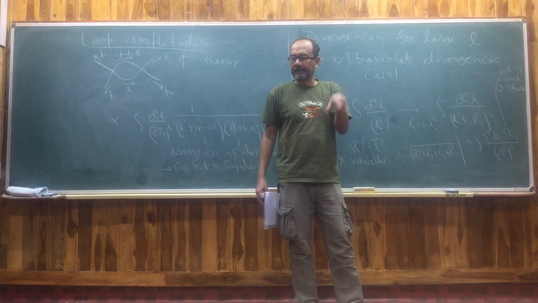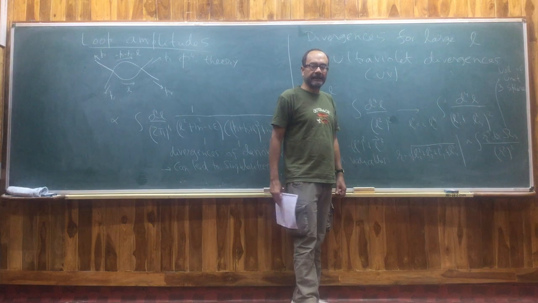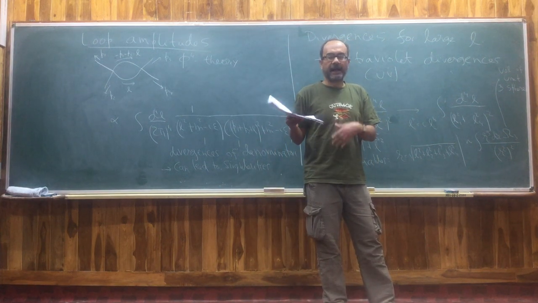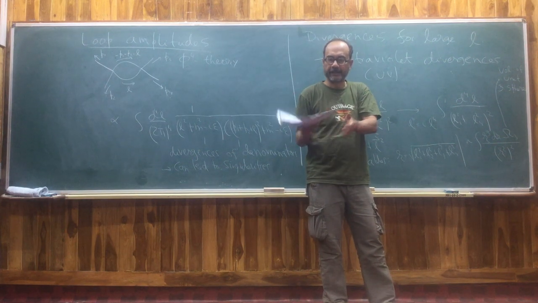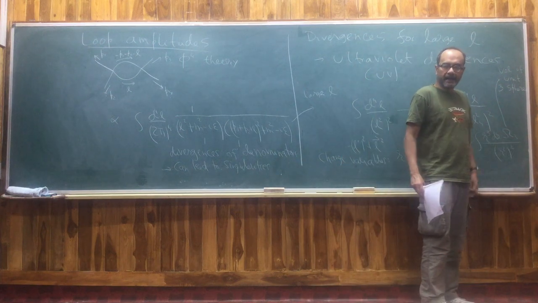because 2 pi is the length of the unit circle. In 3 dimensions, integral dx dy dz, I can write as r square dr times the volume of the two dimensional sphere, which is 4 pi. 4 pi r square dr. This is the generalization of that in one higher dimension.